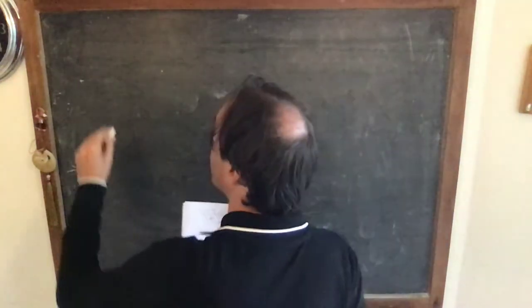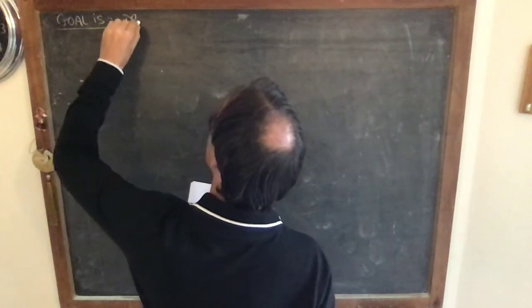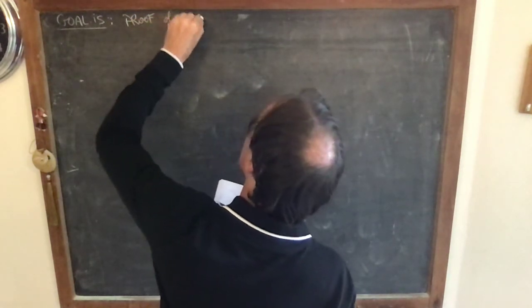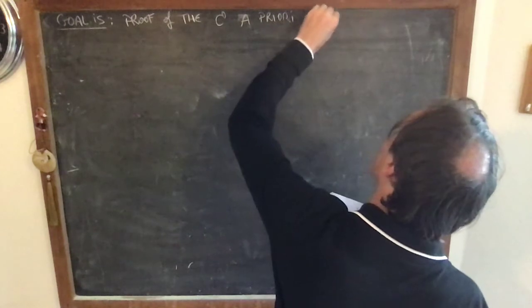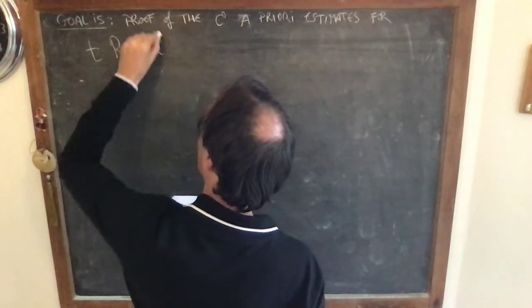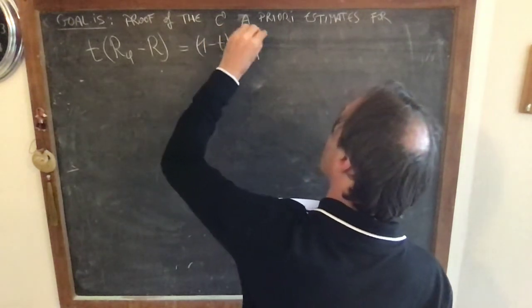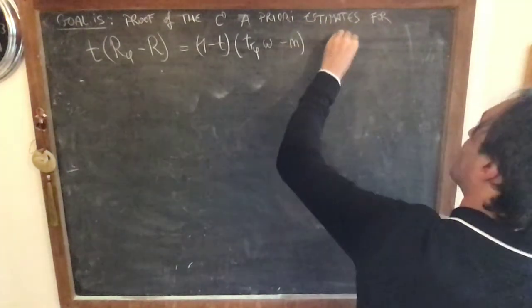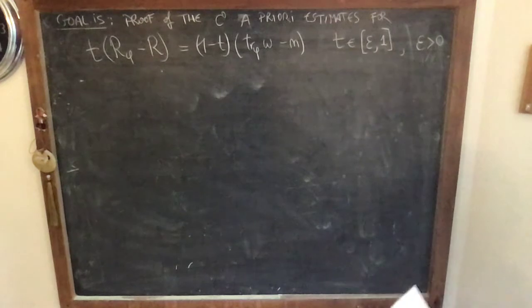Welcome back for this second part of the second lecture of this mini course. And the next goal: proof of the C0 a priori estimates for the continuity path T R phi minus R equal to 1 minus T trace phi omega minus n, when T is in an interval between some positive epsilon defined by the initial data and 1. Great.